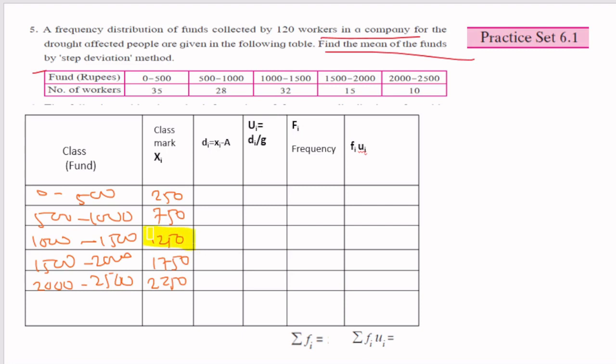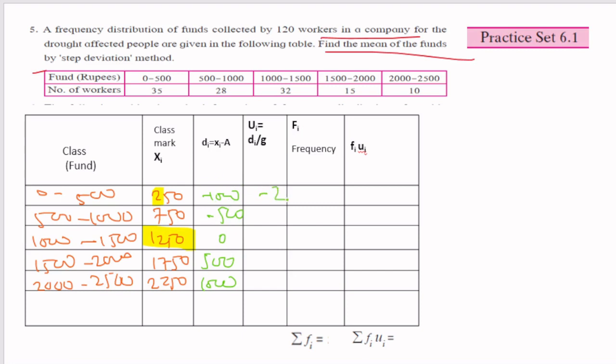You have to assume some mean, like this one will be the assumed mean. Subtract the assumed mean from xi. So 250 minus 1250, it will be minus 1000. Similarly, next will be minus 500, 0, 500 and 1000. Now what is the additional step here? You find the g. For the common divisor, I can see that it's 500. It's very visible. So divide each number by 500.